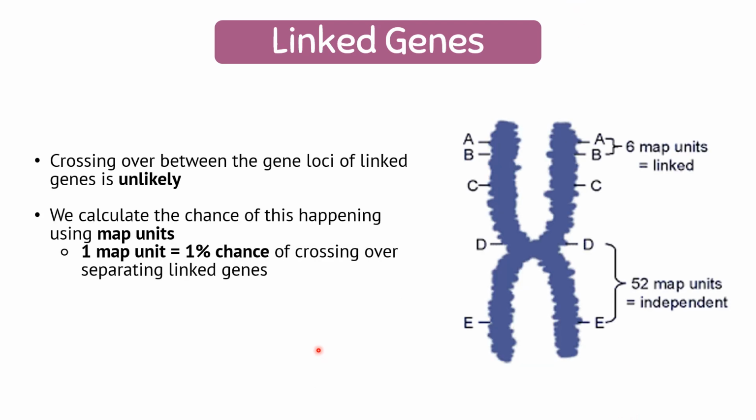So crossing over is unlikely between the gene loci of linked genes. We can calculate the chance of crossing over happening using map units. So 1 map unit equals 1% chance of crossing over separating those linked genes. So A and B here are 6 map units apart. They are linked, so there is a 6% chance that gene A and gene B are going to be separated during crossing over. So very small chance. Gene D and E, however, are 52 map units apart, so we're going to call them independent, they're not linked. So there's a 52% chance that crossing over is going to separate D and E.